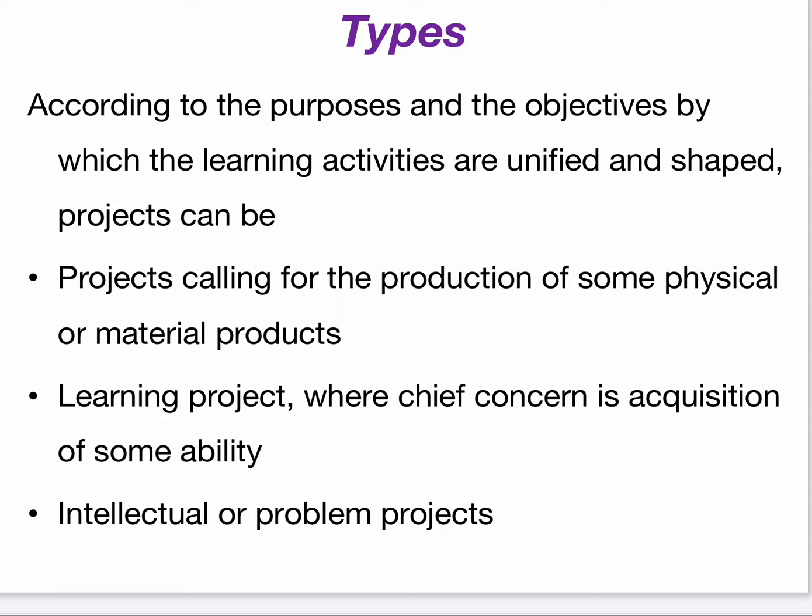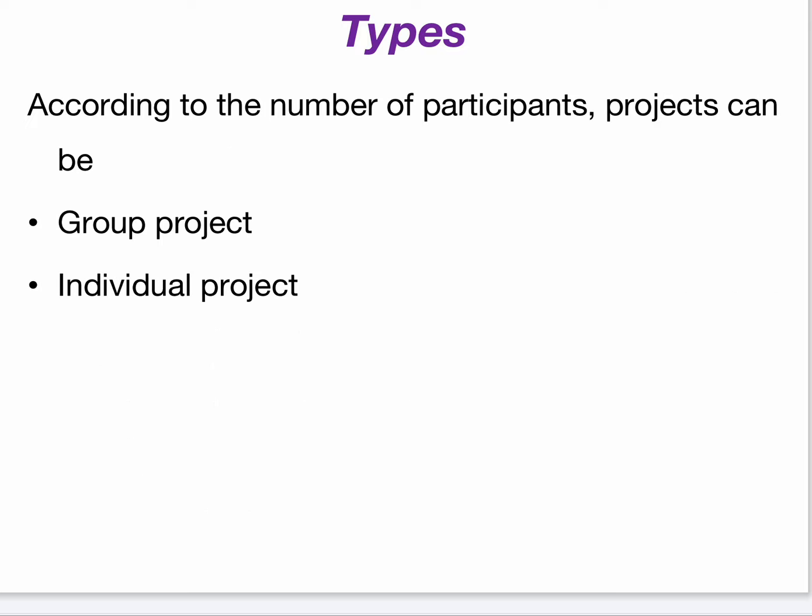According to the purposes and objectives, the projects can be again classified as projects calling for production of some physical or material products. So this is same as producer type. Learning projects where chief concern is acquisition of some ability. So this was similar to drill type. Intellectual or problem projects, and it is exactly problem type. According to the number of participants, it can be classified as group project or an individual project.